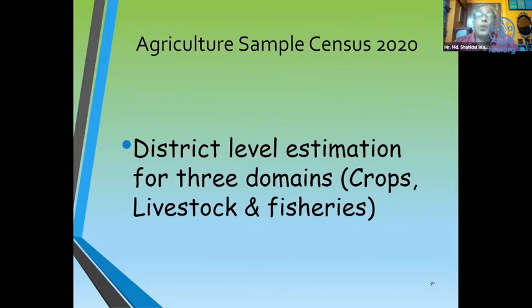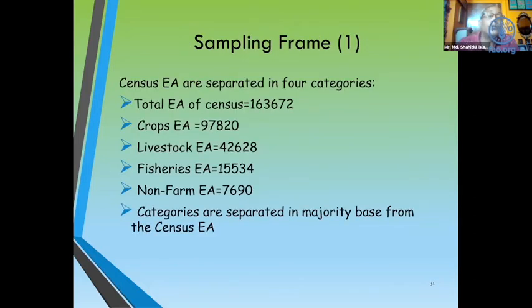Okay. Agriculture Sample Census 2020. Our sampling design's main objective was as below: district-level estimation for the three domains, crops, livestock, and fisheries. Sampling frame: census EA was considered in four categories. Total EA of census, 163,672 EA; crops EA, 97,820; livestock EA, 42,628; fisheries EA, 15,534; non-farm EA, 7,690. The categories are separated on a major basis from the census year.